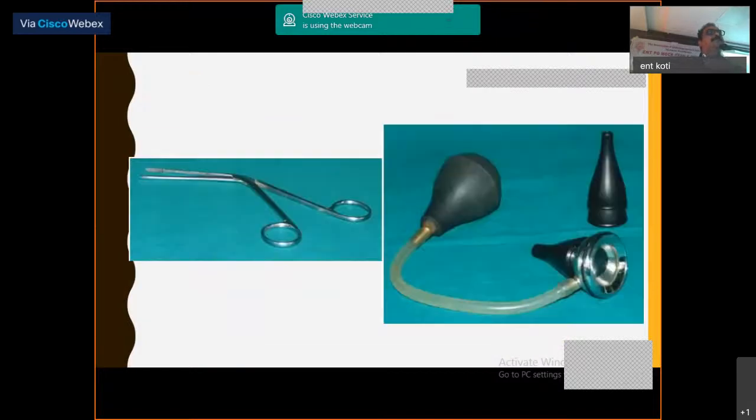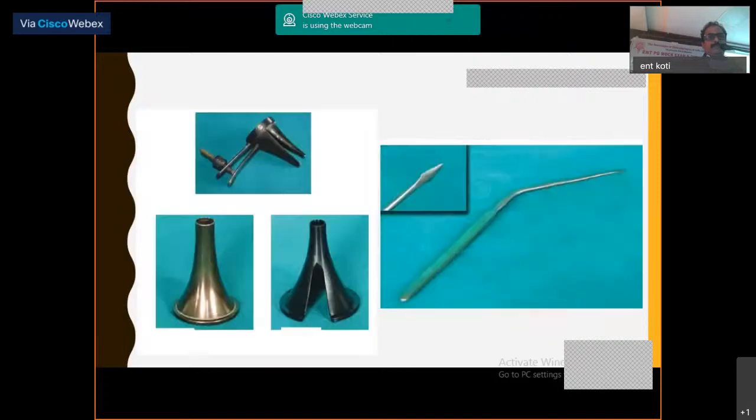So next, somebody. Okay, you want to tell collectively? Fine. What is the instrument on the left side? This is easy for you. Aural forceps and Siegle's pneumatic speculum with bulb. Okay. So, what is this one?